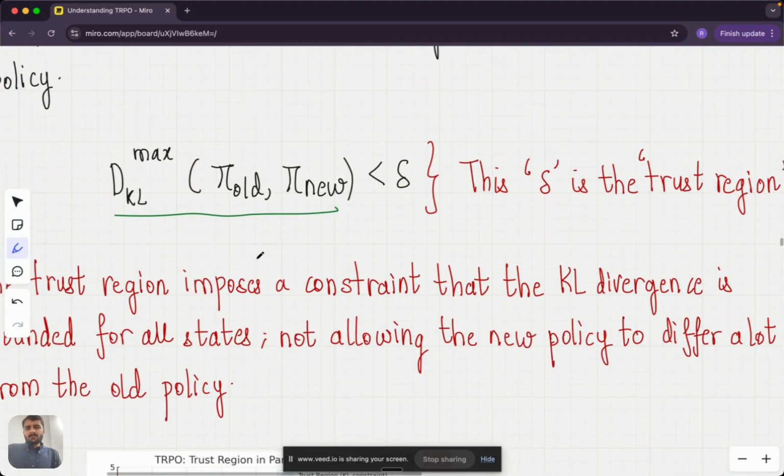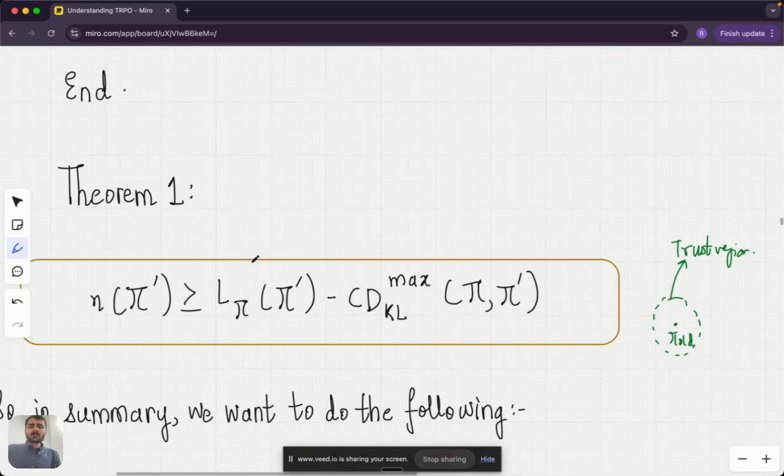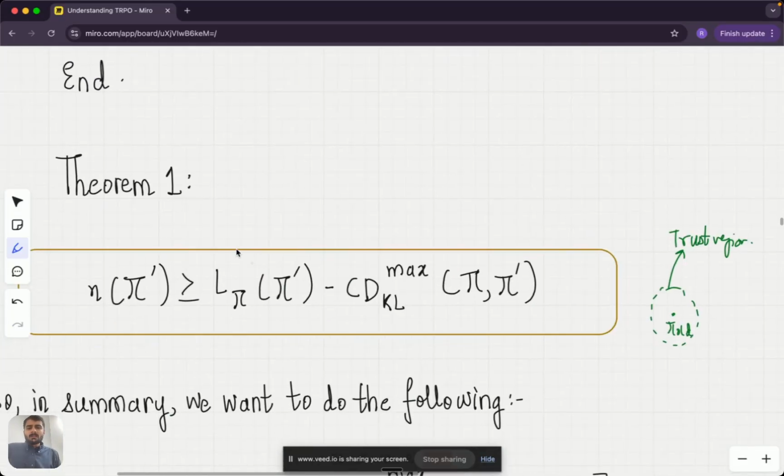And how does the surrogate objective function look like? The surrogate objective function looks like this. It is the difference of two terms, term 1 and term 2, where term 1 is the same as the true objective function. The only difference is that the state distribution is calculated under the old policy, whereas term 2 is the KL divergence between the old policy and the new policy, which helps us understand how different the policies are from each other.